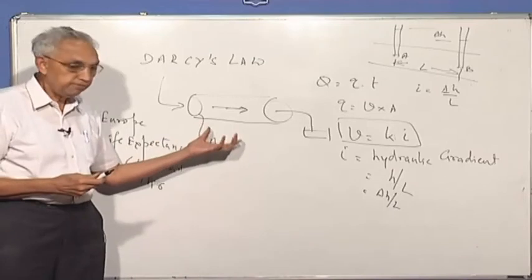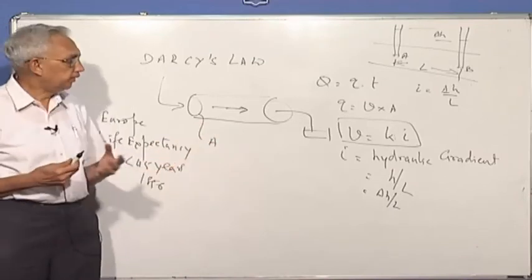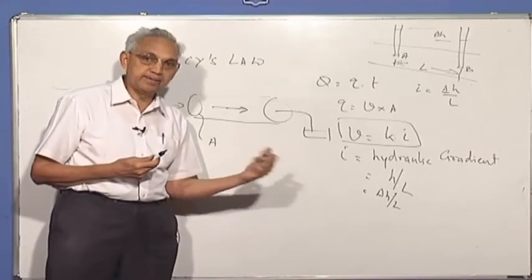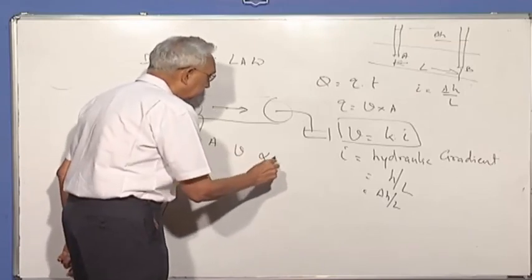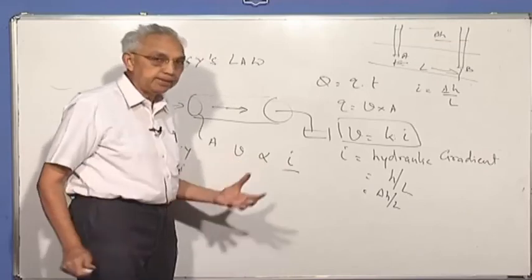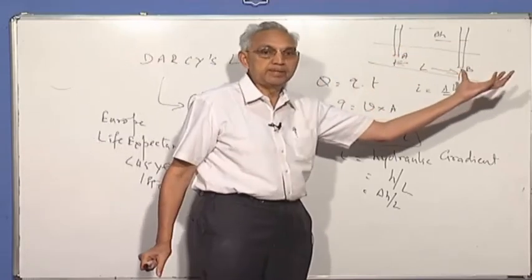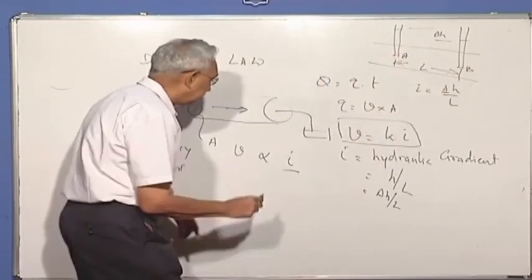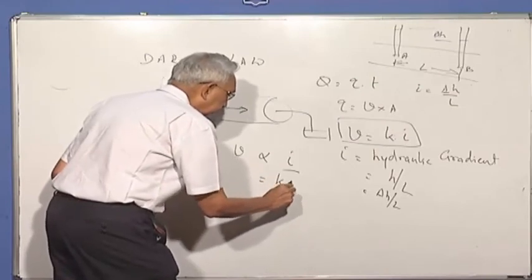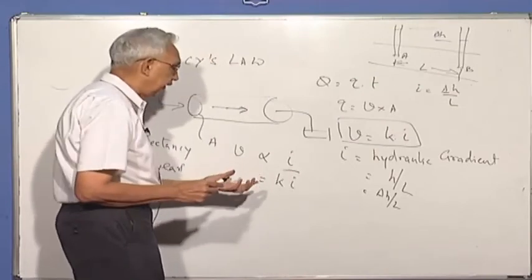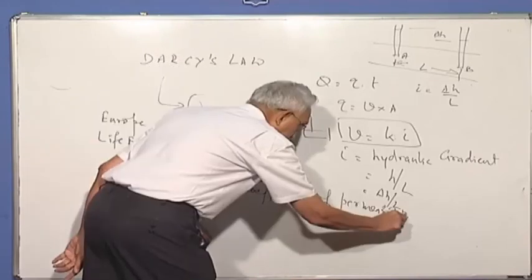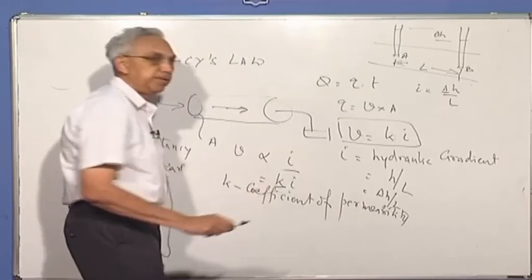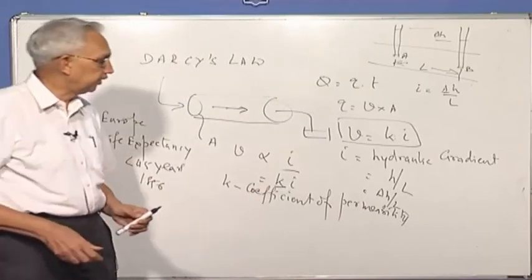So he designed a filter, and in order to design the filter, he conducted experiments, and he found that the velocity is proportional to the gradient. What is the gradient? Loss in head divided by the length. And he found out that this constant of proportionality can be called K, and K is now called the coefficient of permeability, and this is one of the fundamental parameters that we have in geotechnical engineering.